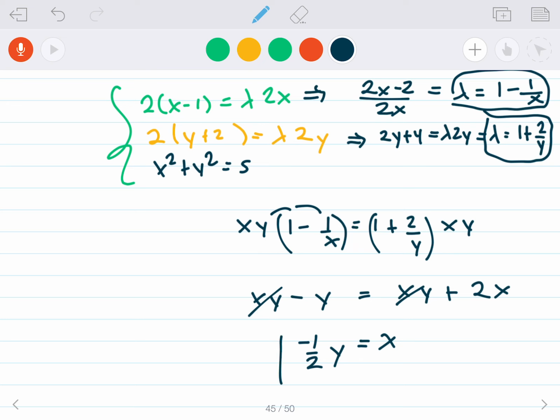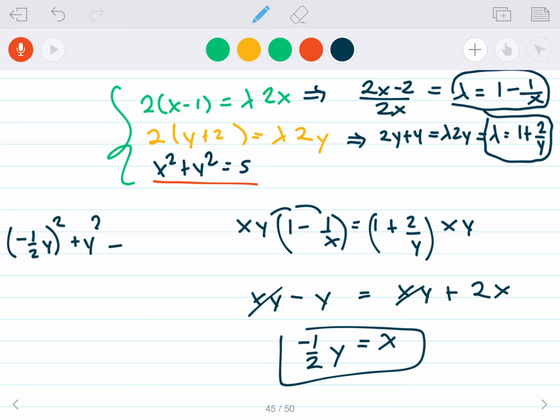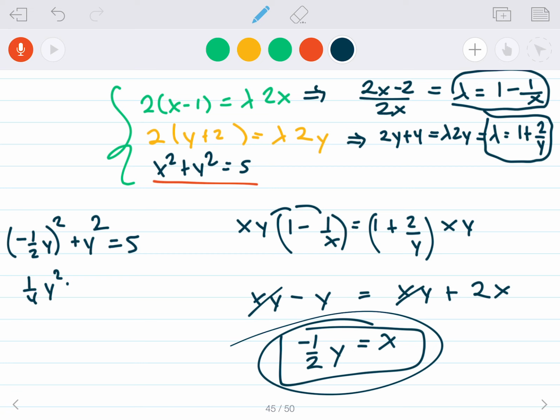Okay, cool. So we have this guy, so let's use that in our equation up here. x is equal to negative 1/2 y, so we have negative 1/2 y squared plus y squared equals 5, just using my constraint equation and the fact that x is negative 1/2 y. So this is going to be a fourth y squared plus y squared equals 5. So a fourth plus 4/4 is 5/4 y squared equals 5.